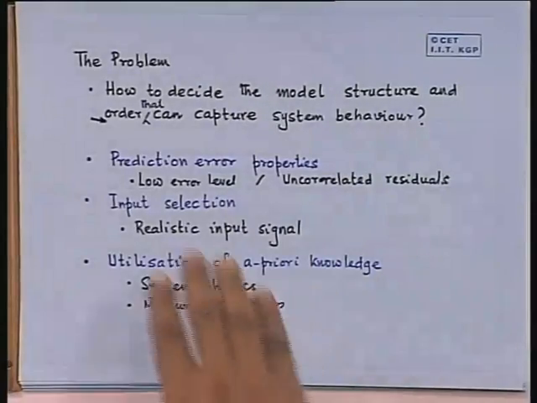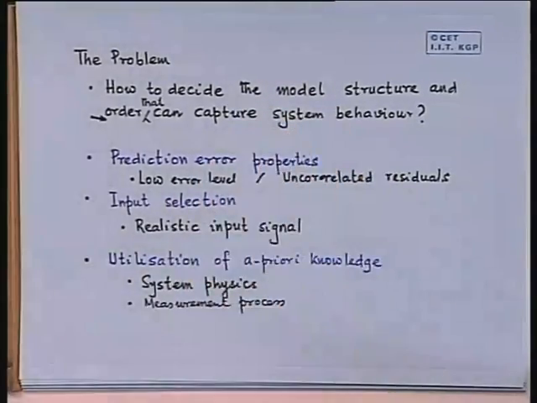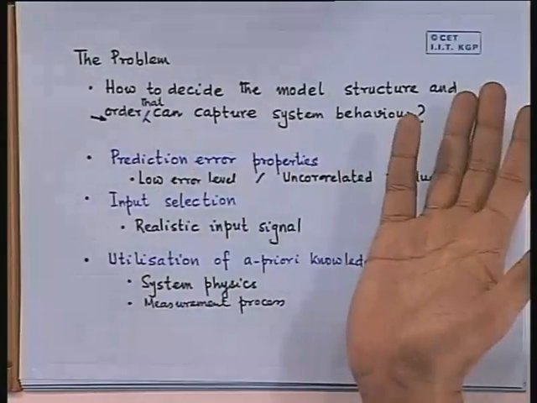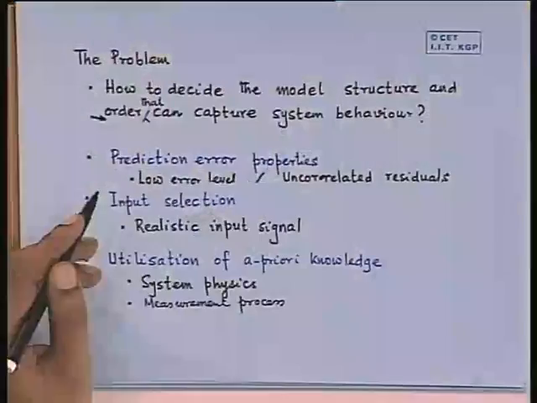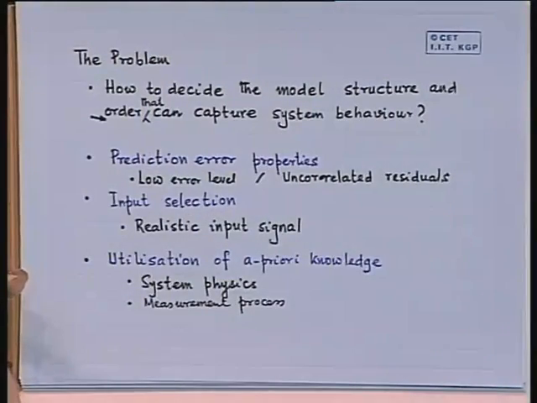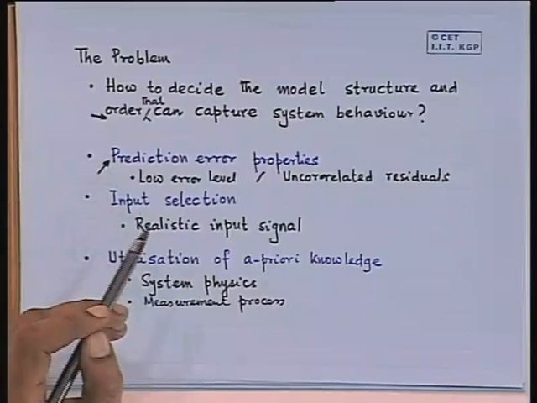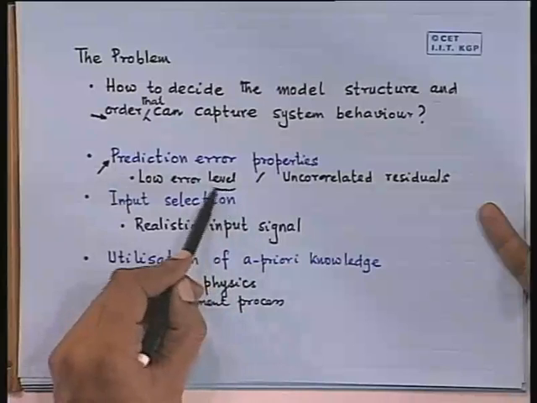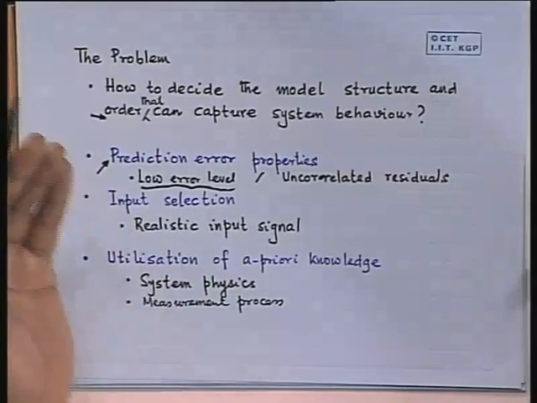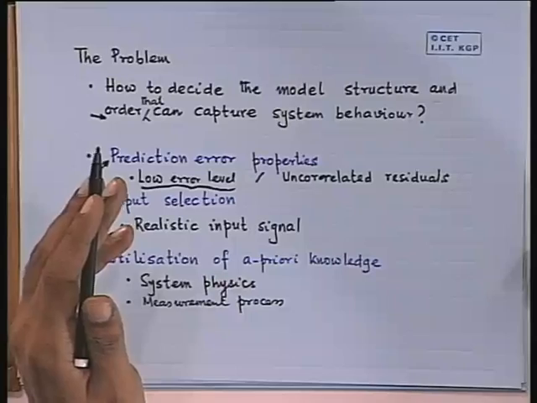Now, how do we characterize this thing called 'can capture system behavior'? What does it mean? You will test it typically by looking at prediction error properties, that is, what the model says is going to happen and what is actually happening. So you will check whether the prediction error level is sufficiently low. If it's too high, then there is something wrong with your model.